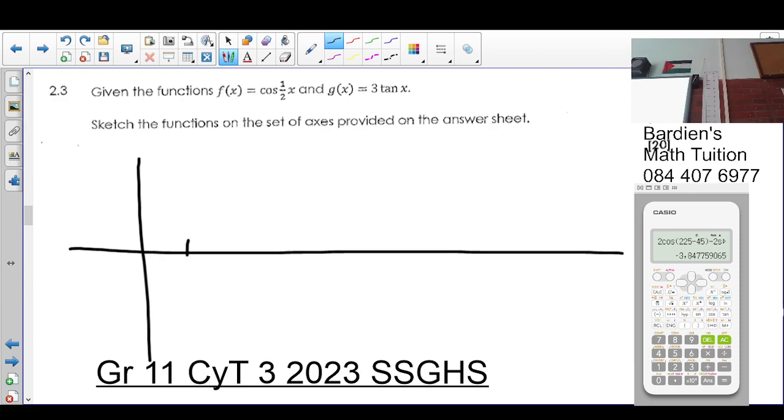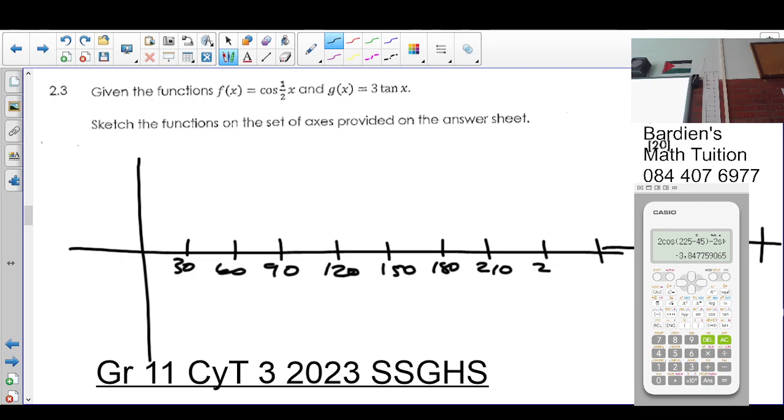So it means 30, 60, 90, 120, 150, 180, 210, 240, 270, 300, 330, 360. So for the tan graph, 3 tan x, we know that the tan graph has asymptotes at x equal to 90 and at 270.